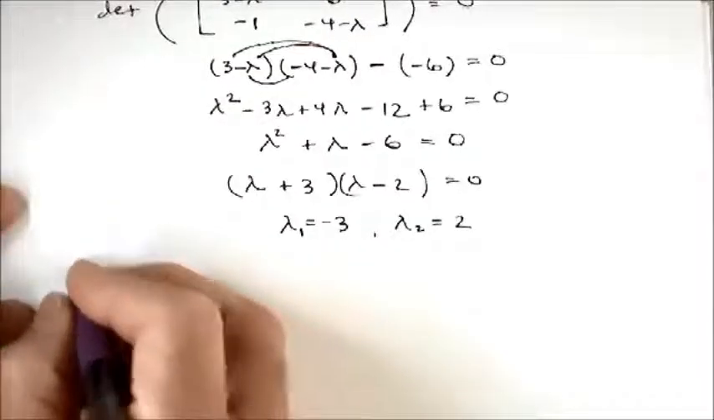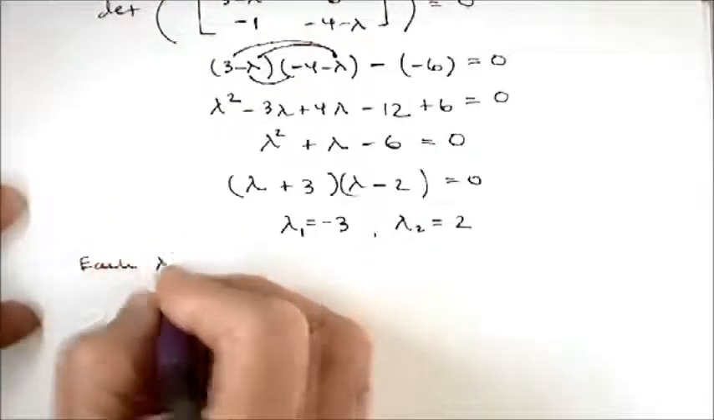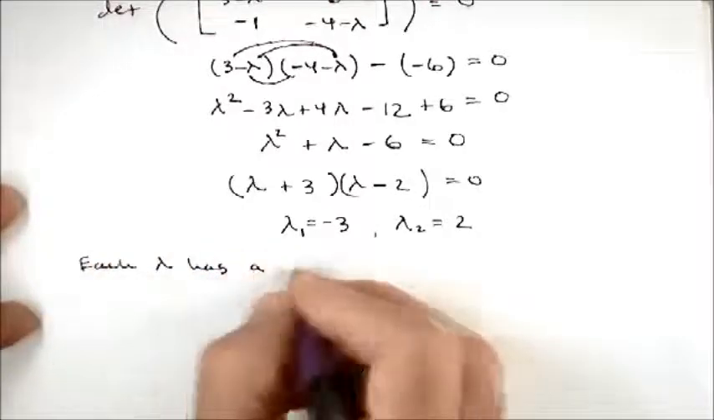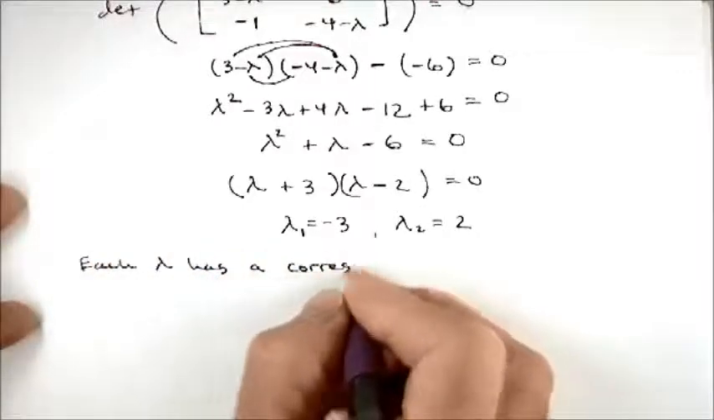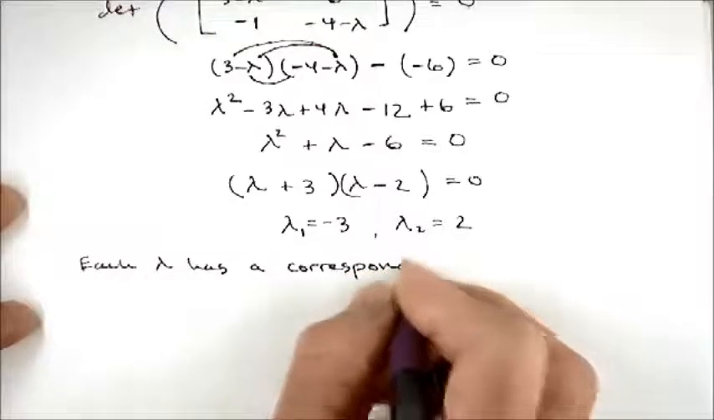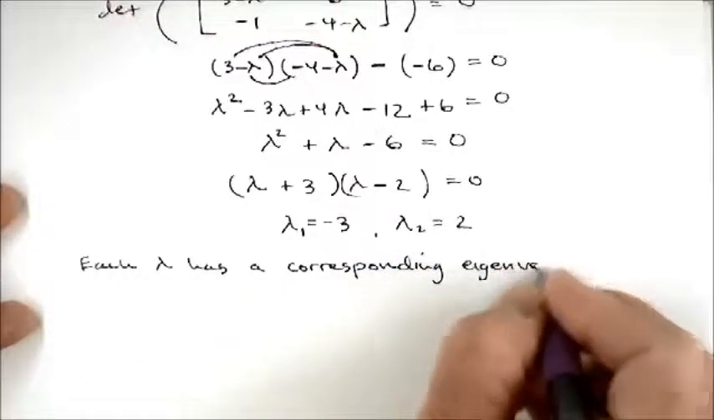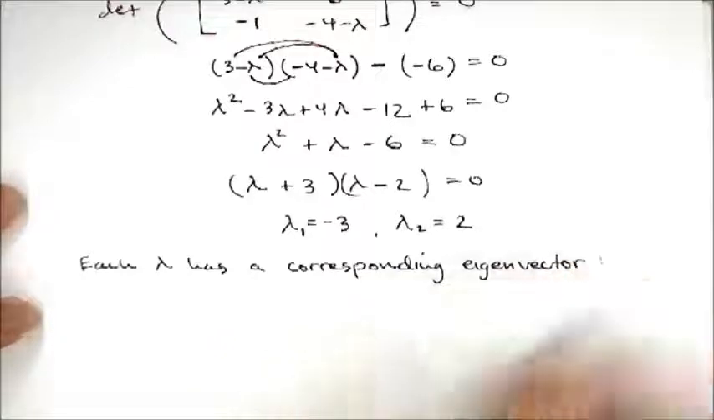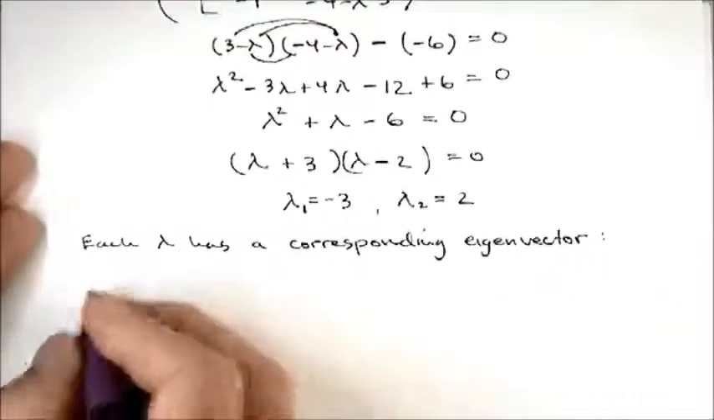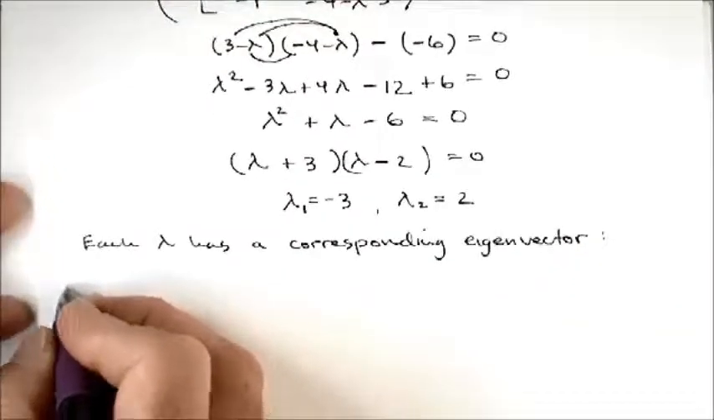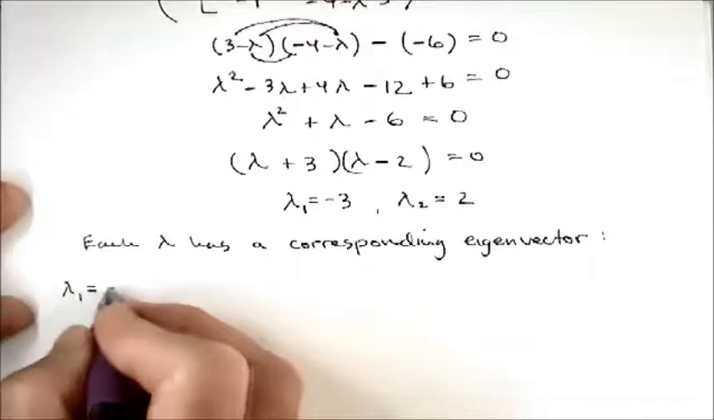Each lambda has a corresponding eigenvector, and you have to find them one by one. So here, let's start with lambda 1 is equal to -3.